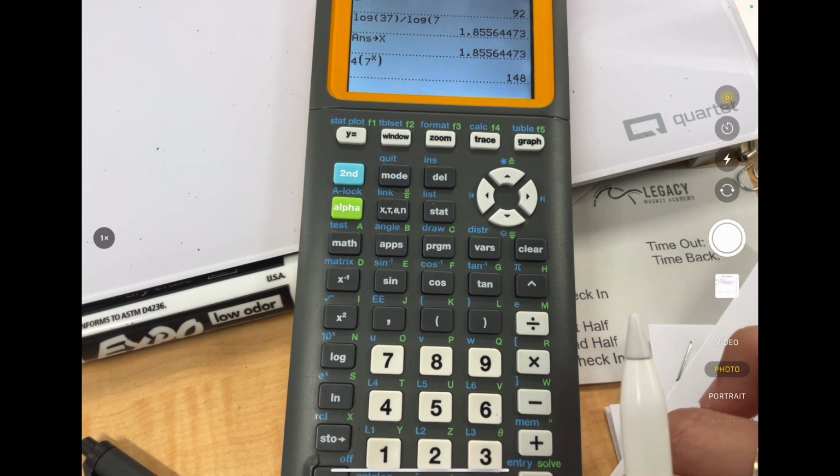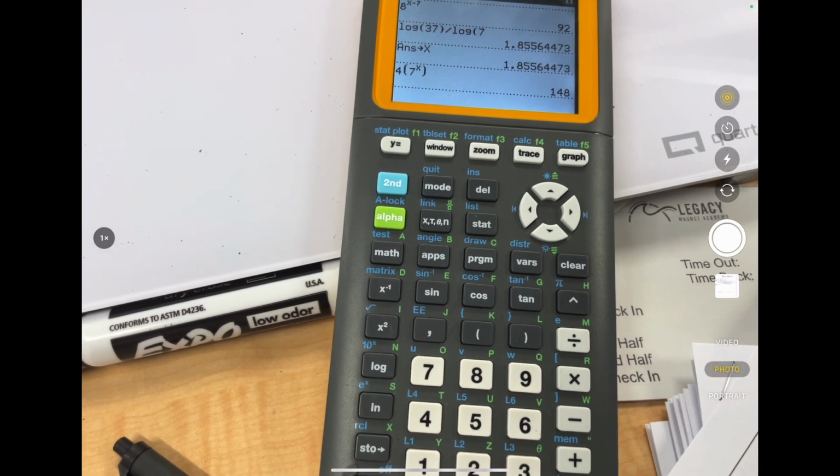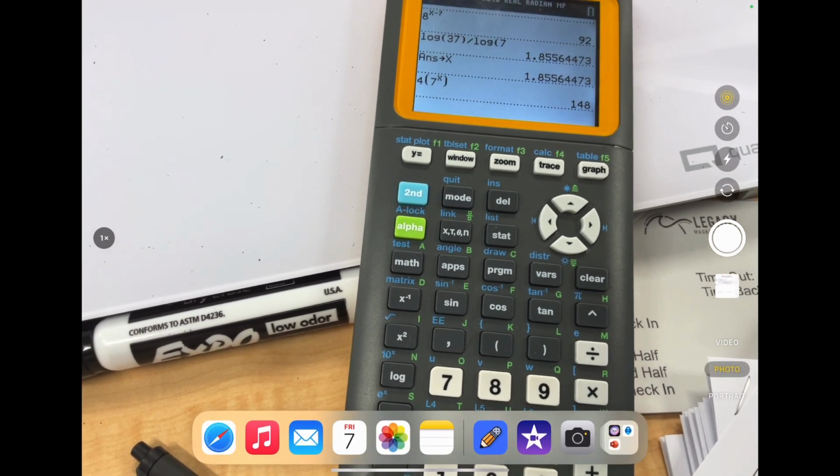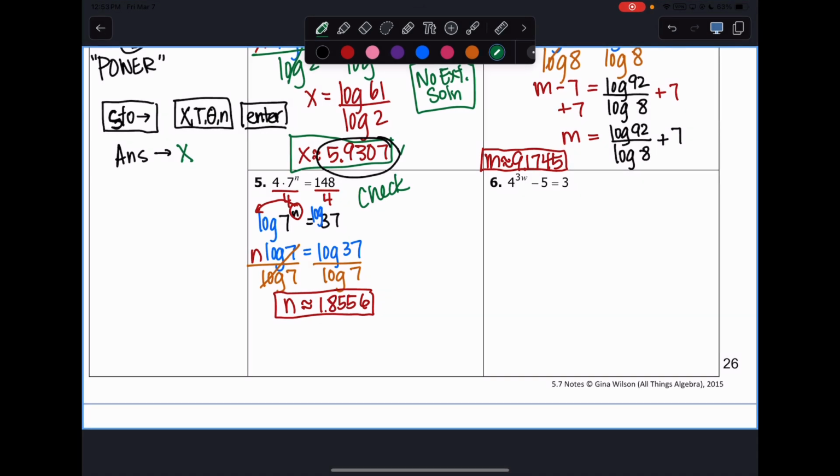148. Did I do it right? Let me check. There it is. 148. Yay. Okay, so 4 times 7 to the 1.8556 is what I write. Does it equal 148? And it does equal 148. Yes.